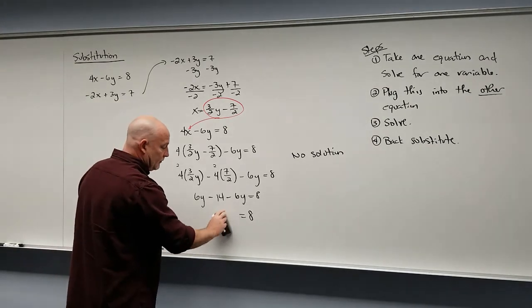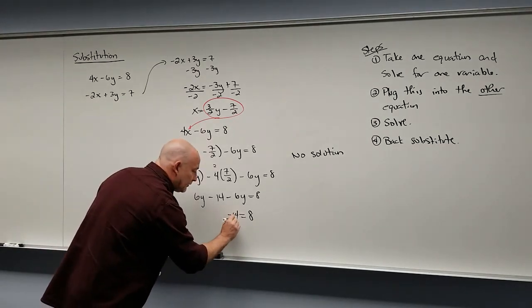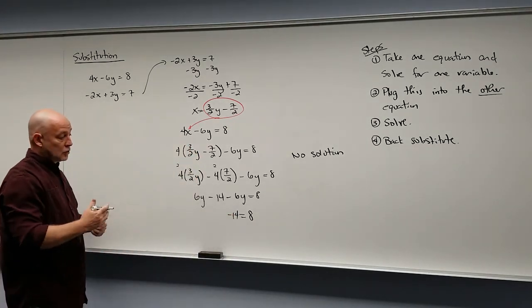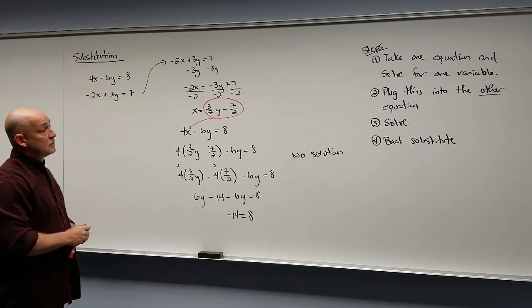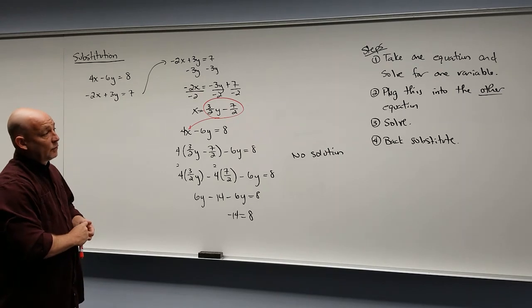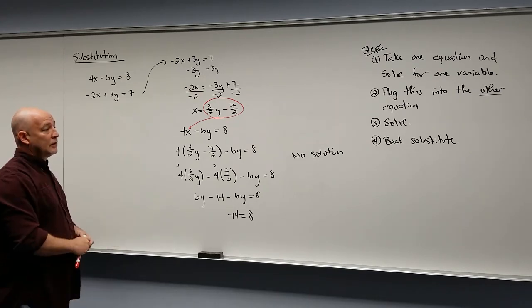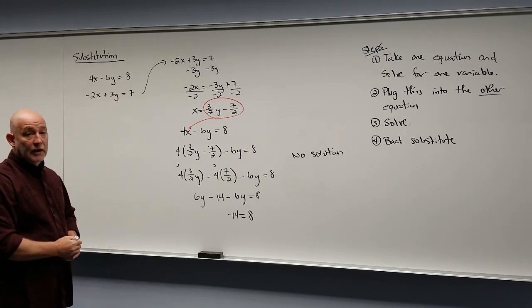So anytime all the variables go away, that's going to be one of your two special cases, either no solution or infinitely many solutions. So for our substitution method, take one equation, solve for one variable, plug that into the other equation, solve, and back substitute.